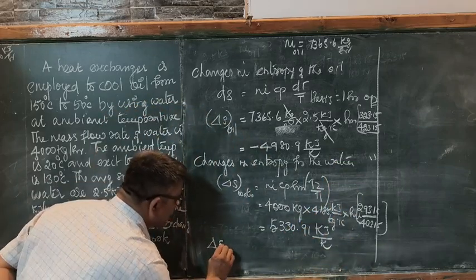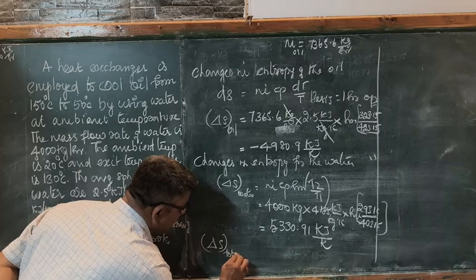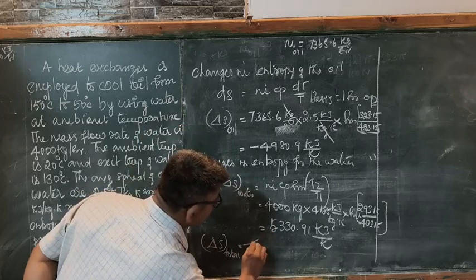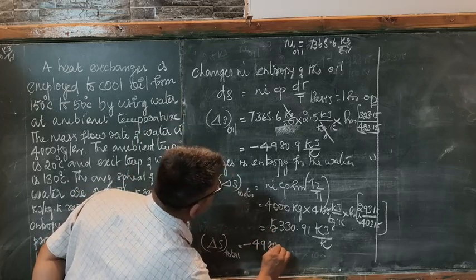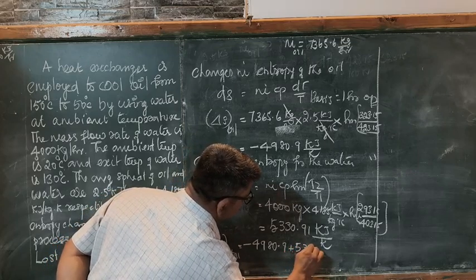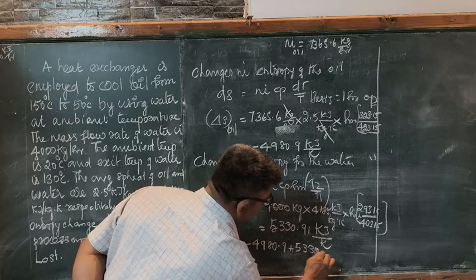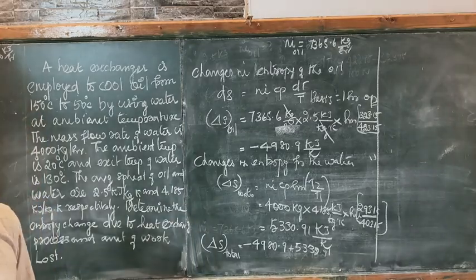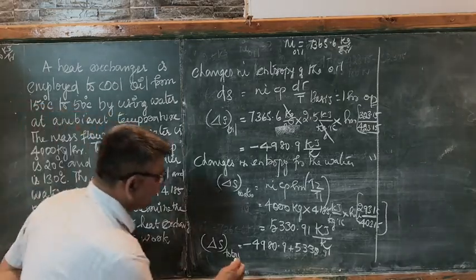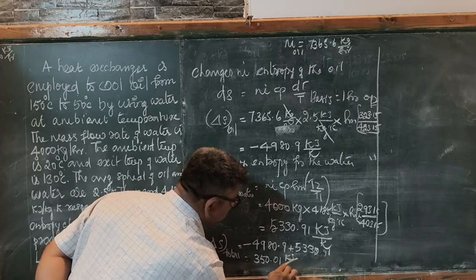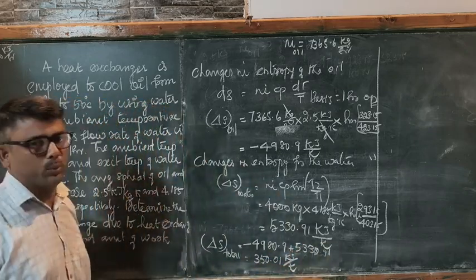So the total entropy change is oil plus water. This is minus 4980.9 plus 5330.91 kilojoules per Kelvin. The answer is 350.01 kilojoules per degree Kelvin. This is the total entropy change.